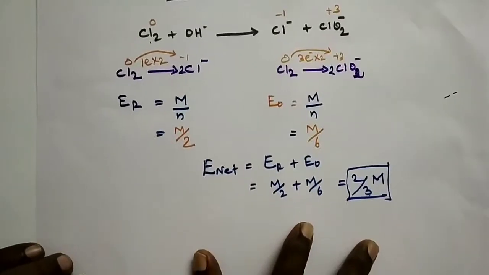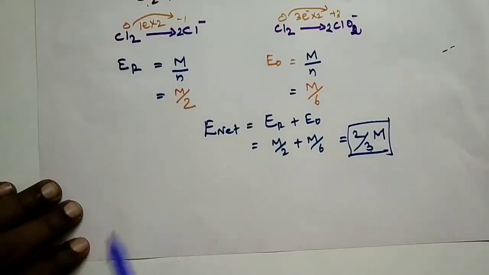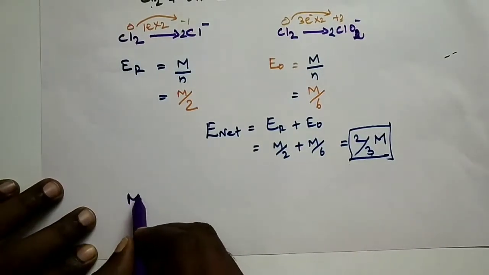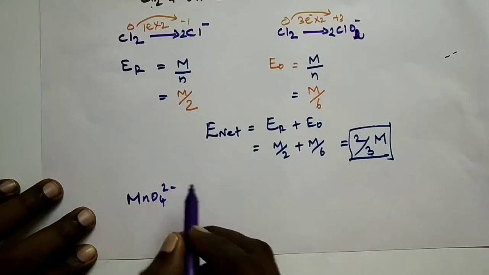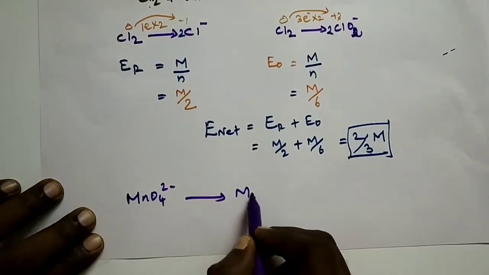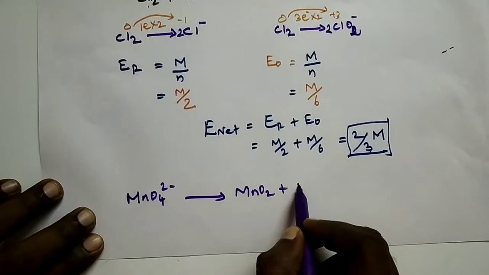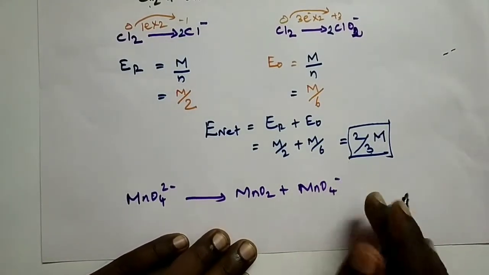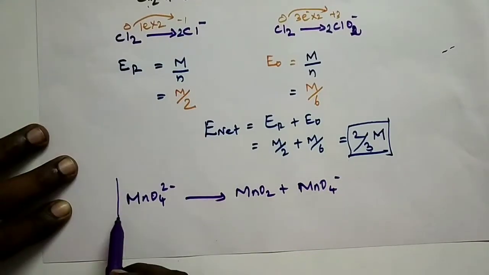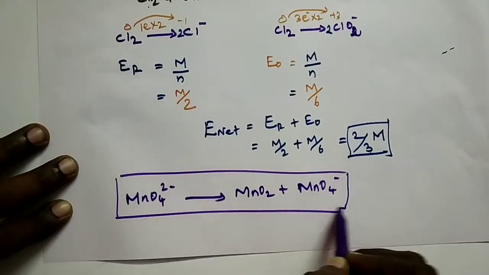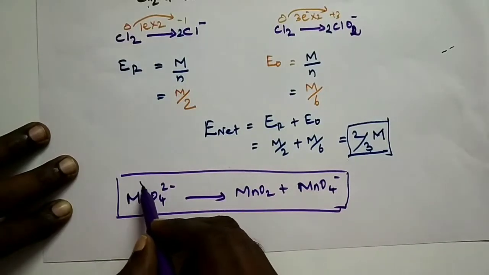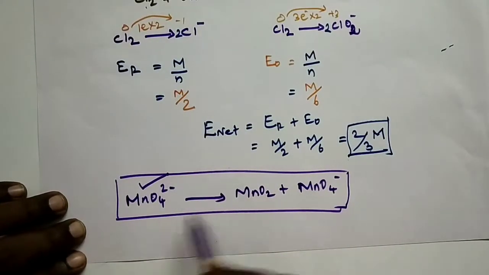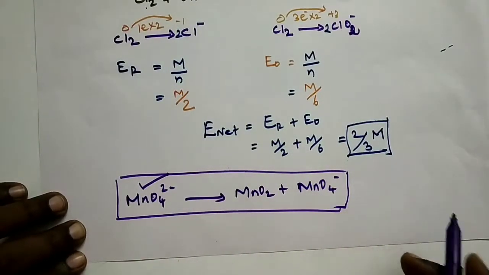Okay, let me give a homework. You can do it at home and write your answers in the comment box. MnO4 2 minus gives MnO2 plus MnO4 minus. Please calculate the equivalent mass of MnO4 2 minus as we have done in the previous case. Do it at home and write your answers in the comment box.